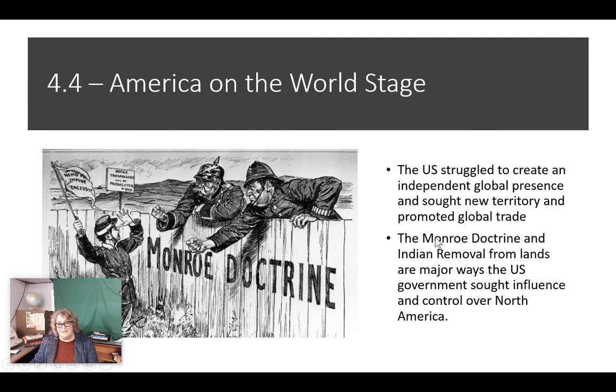So it's really important. So the Monroe Doctrine and then Indian removal from their lands is occurring throughout this time. This is a major way the U.S. government is seeking to control and influence North America. Now, this one right here, we're not talking the Indian Removal Act during Andrew Jackson's presidency yet. This is Indian removal in general. So as a process, that is what is happening. The United States over time is removing Native Americans from the land and pushing them westward.